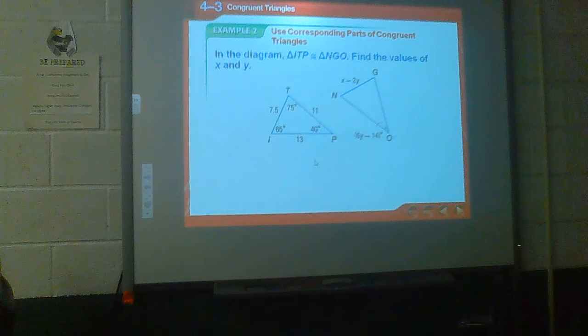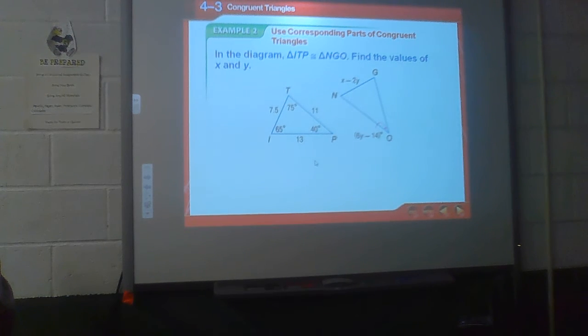So then we get into something like this. We're going to use this to find certain things. In the diagram, it tells you that triangle ITP is congruent to triangle NGO. You cannot argue the given. That would be, in a sense, the given. I can never argue the given. So that's where I would start out my proofs, with that statement right there. But that is a for sure.